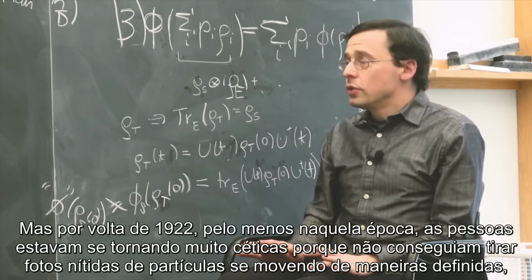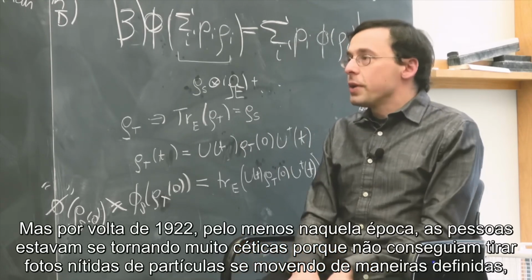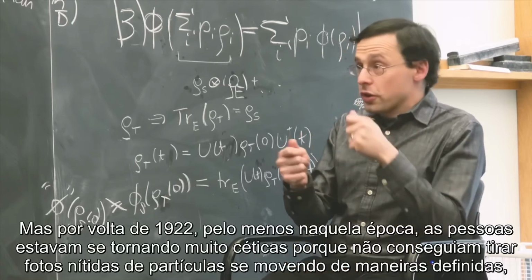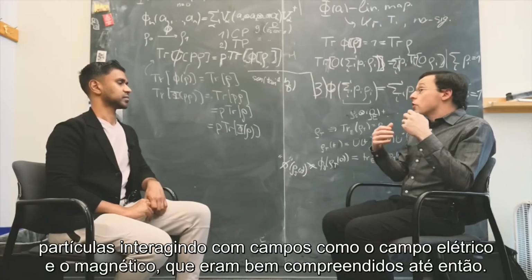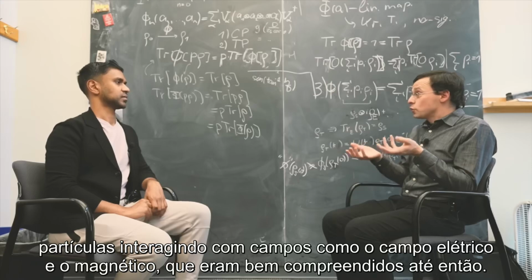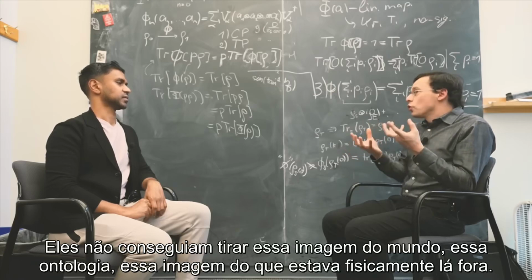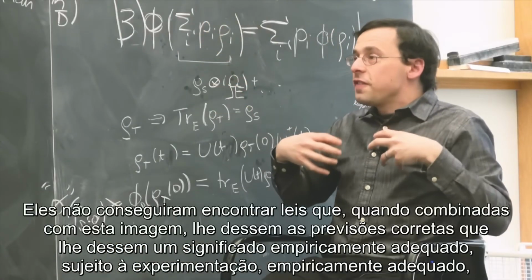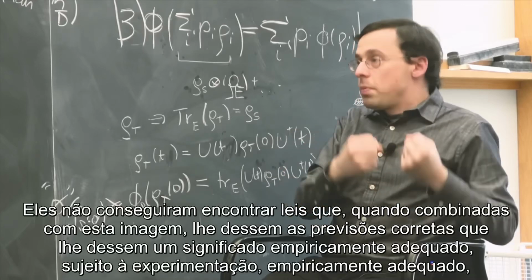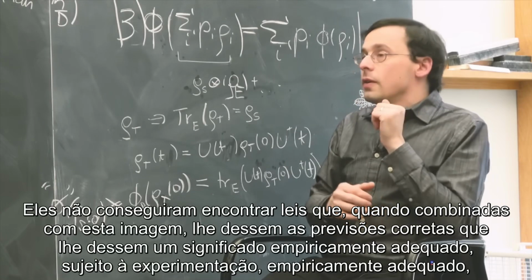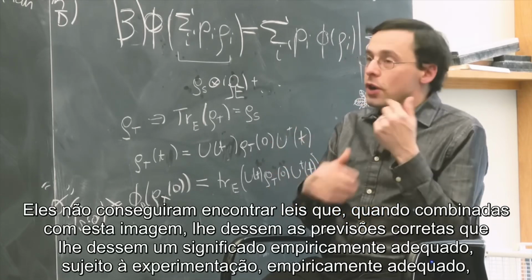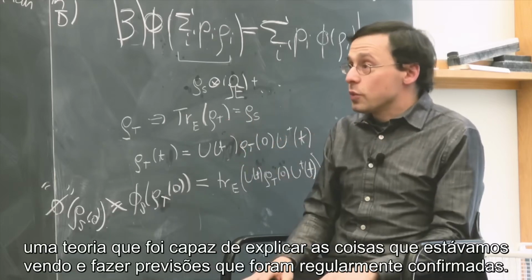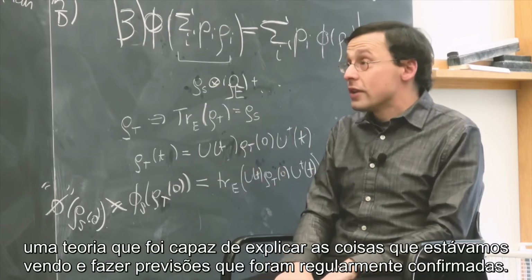But by around 1922, certainly at least by then, people were becoming very skeptical, because people couldn't take these clear pictures of particles moving in definite ways, particles interacting with fields like the electric magnetic field, which were well understood by this point. They couldn't take this world picture, this ontology, this picture of what was physically out there. They couldn't find laws that, when combined with this picture, gave you the right predictions, that gave you an empirically adequate theory, empirical meaning subject to experiment, a theory that was able to account for the things we were seeing and make predictions that were regularly confirmed.